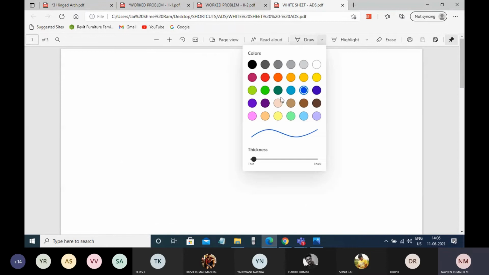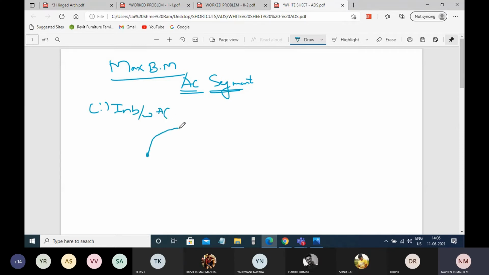So the final part of this particular problem statement is finding the maximum bending moment. Now let me consider the AC segment. If I just isolate the AC portion, it looks similar to this. This is A, this is C, and the distance from here to here is 24.85, which is considered as L1.